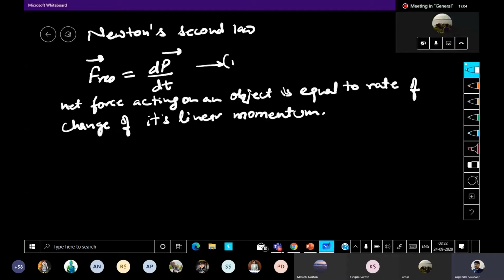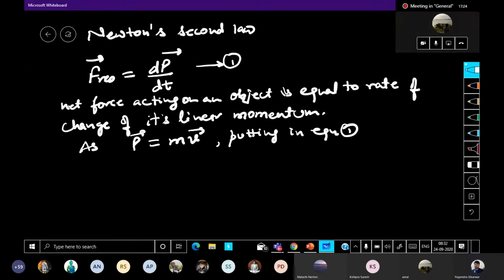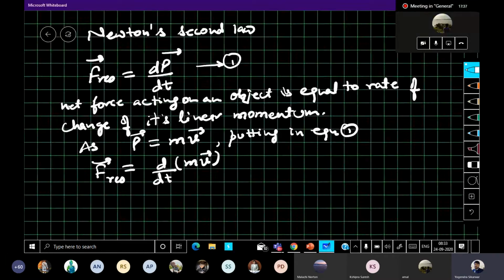Now we know P vector is equal to m v vector. So if I put this there, putting in equation 1, what do we get? F resultant is equal to d by dt of m v vector.